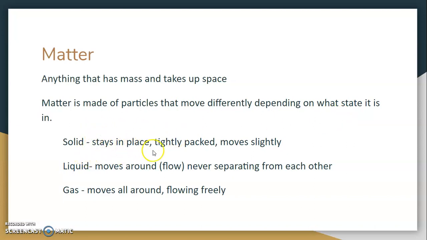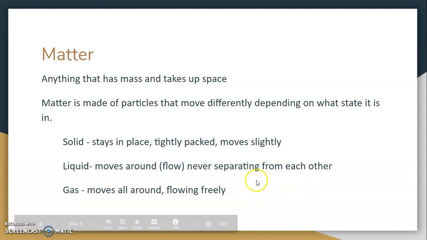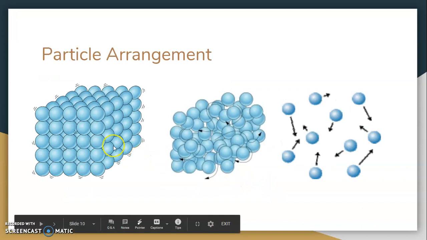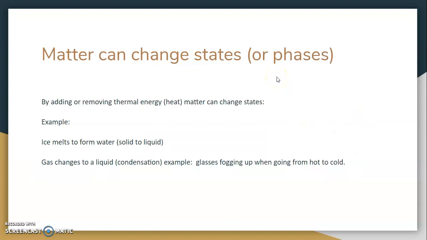Solids, the particles stay in place. They're tightly packed. They move slightly. They vibrate. Liquids, they move or flow around. They don't separate from each other. A lot of times they're in chains. And gases, they move freely and they bounce around like crazy. So here's an example of particle arrangements in a solid. You notice that they're vibrating in place. A liquid, they're flowing around in chains. And a gas, they're moving in all different directions and they're spread out.